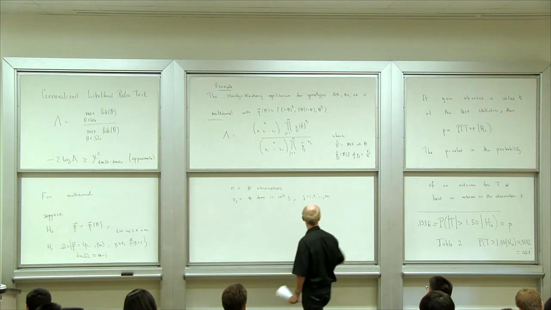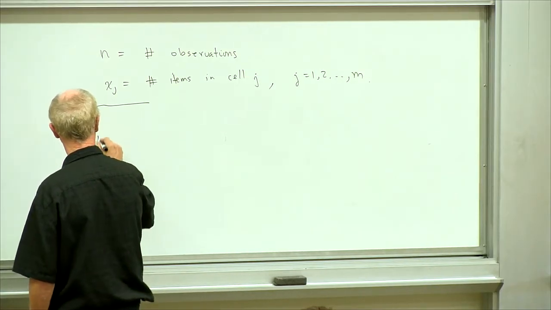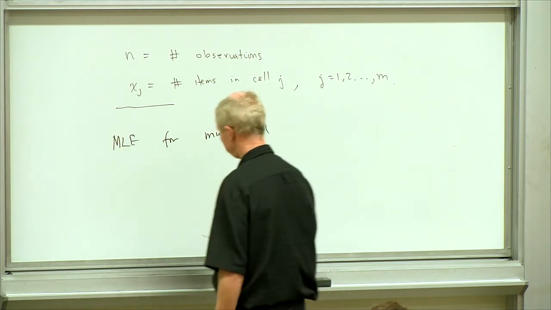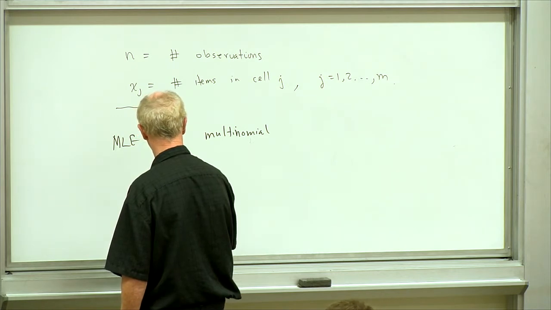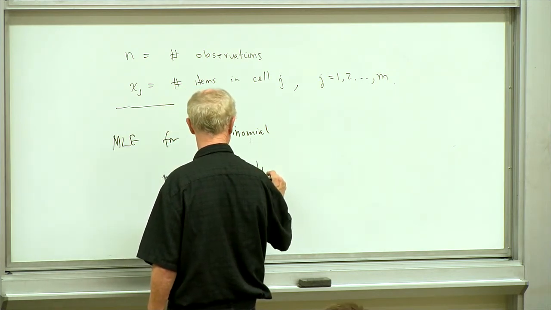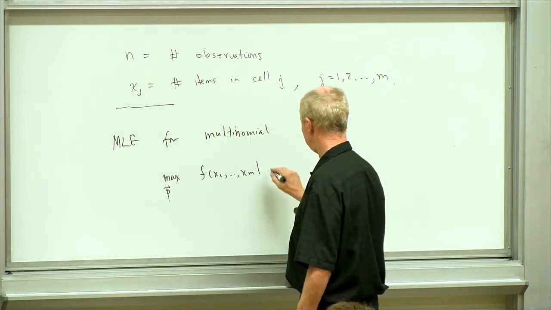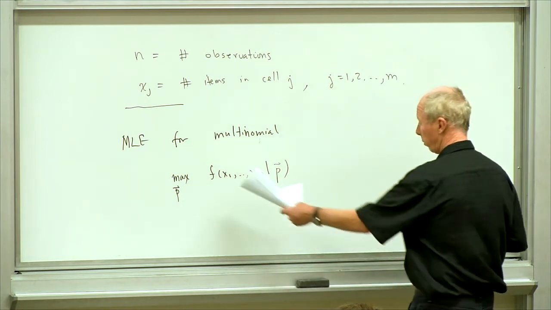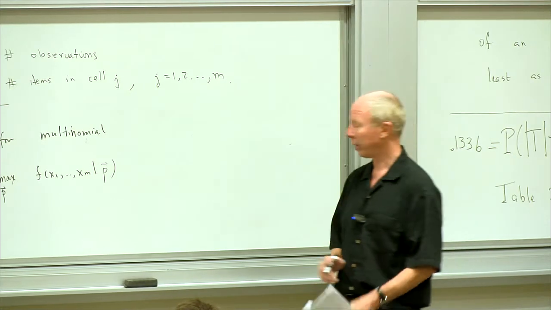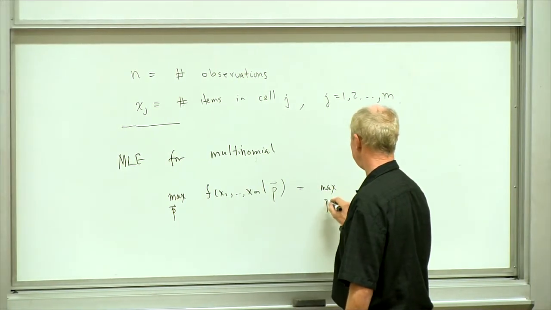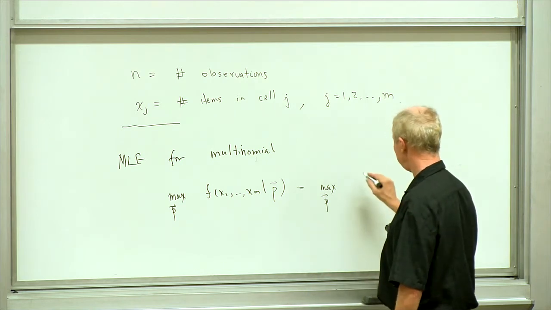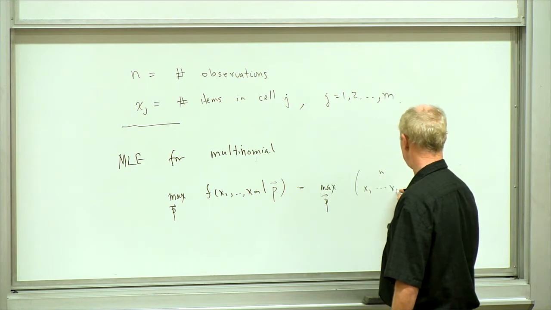Let's quickly see why PJ hat is the MLE for the multinomial. These observations are fixed or given, and we want to find the P that maximizes the probability density evaluated at those observations. I think we did this maybe over a week ago. So the multinomial probability density looks like this.